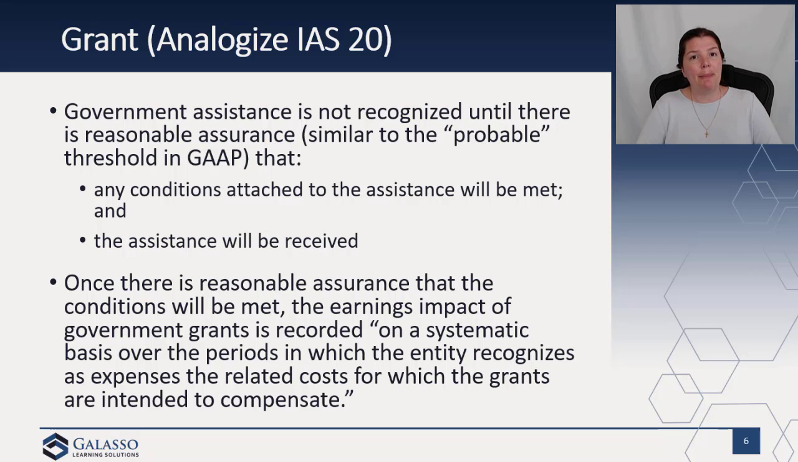So you can see here timing is a little bit different, as well as the presentation. This could either be presented as a credit on the income statement under some type of other income, or it can actually be a reduction to the related expenses. So for example, if it was payroll, you can offset it. So a slightly different presentation option here.